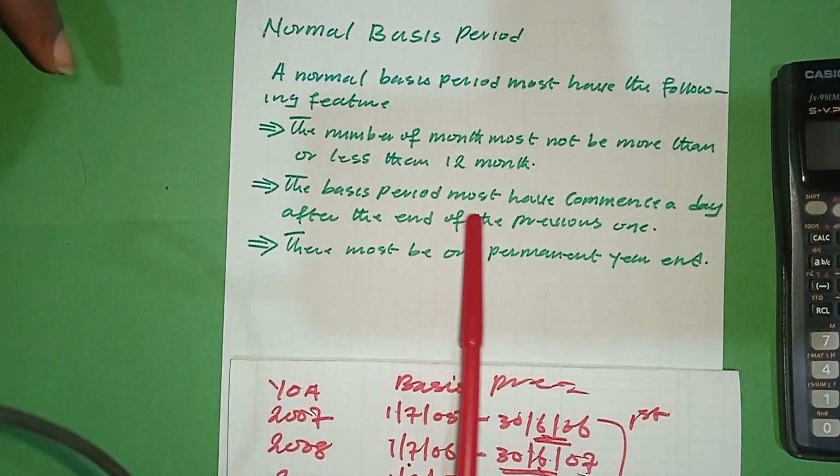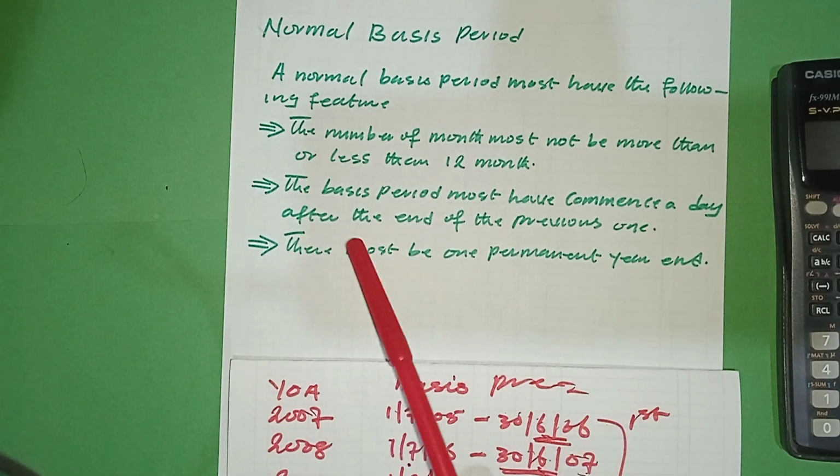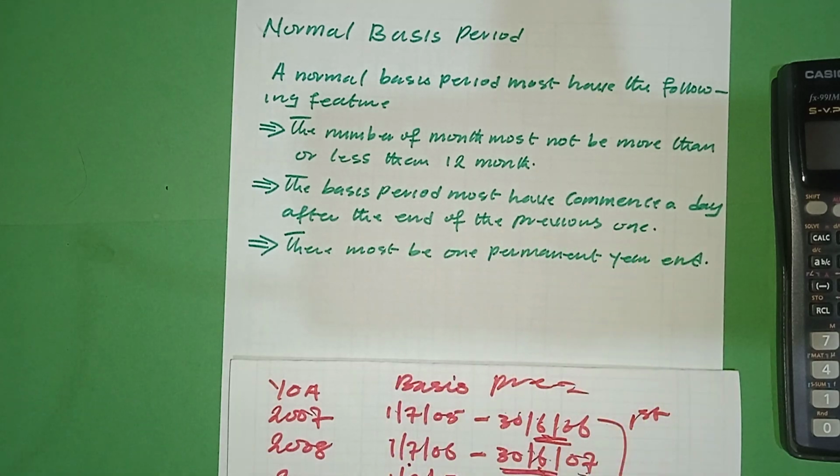The basis period must have commenced a day after the end of the previous year. In abnormal, the basis period need not commence a day after the end of the previous year. That is abnormal. It can commence anywhere, anytime. In normal there must be one permanent year end; in abnormal basis, there is no permanent year end. So that's the difference.